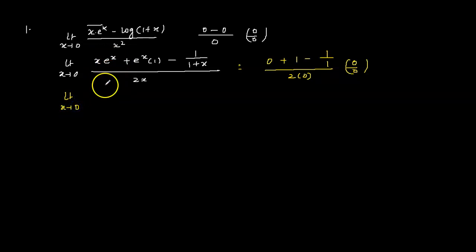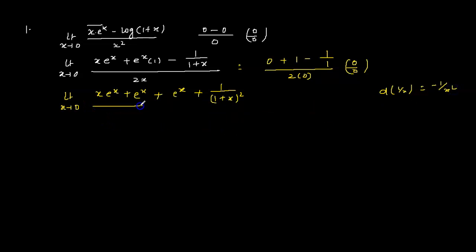So again this is u into v: x into e to the power of x plus e to the power of x, and e power x differentiation is e power of x. Minus 1 by x differentiation is plus 1 by 1 plus x square. Okay, differentiation of 1 by x is minus 1 by x square, divided by the denominator, which is 2 here. So now you substitute x tends to 0.